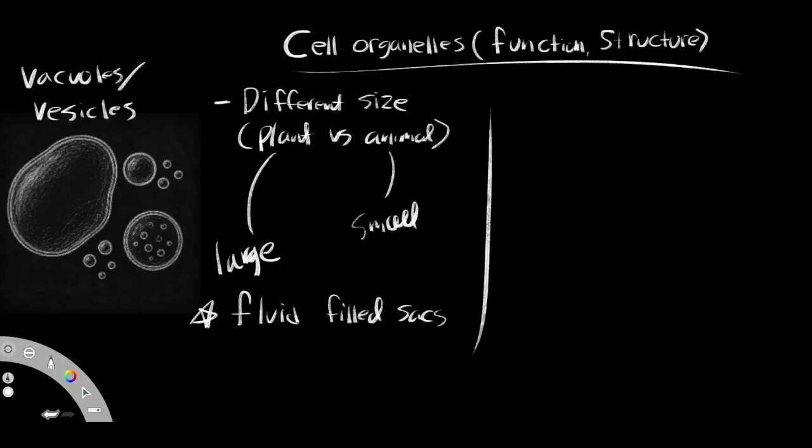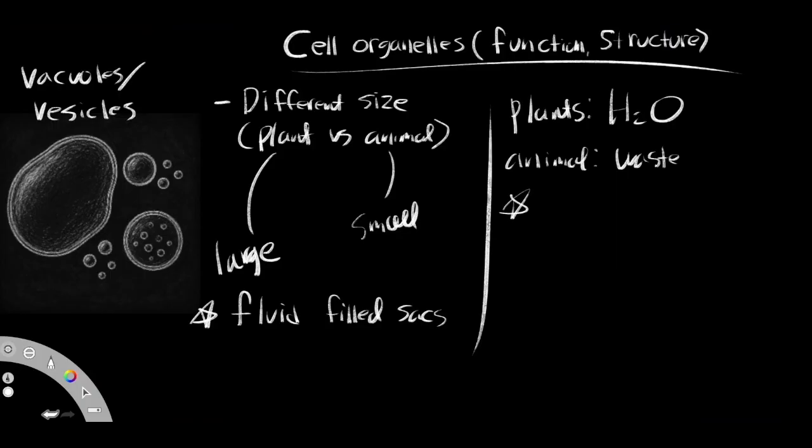All right, so let's look at their functions. So how are they fluid filled? Well, in plants, they hold lots of water. Okay, so fluid filled in this case would be the water. But for the animal cell, it more so contains the waste products. So vacuoles and vesicles, they both store material, but I really want you to focus in here on what the vesicles particularly do that the vacuoles do not.